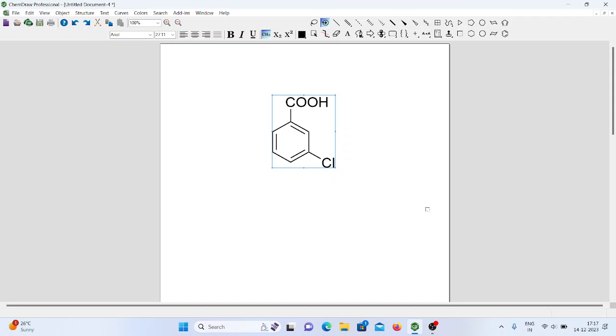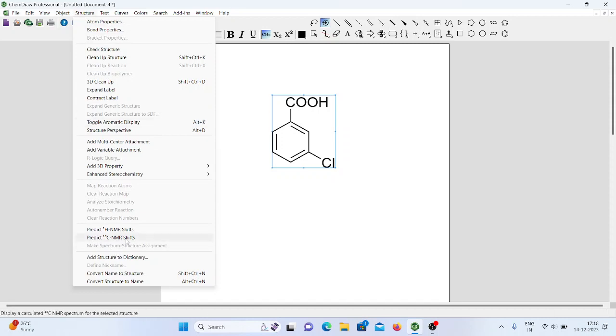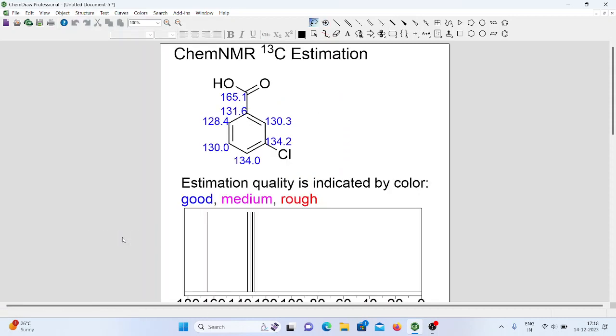If you observe this one, we have 6 carbons in the benzene ring. Are all 6 carbons chemically non-equivalent or not? Why? Because this one is connected to COOH, this one is connected to Cl, this is in between, this one is ortho, this one is meta. That's why all carbons are chemically non-equivalent. So all carbons will get different chemical shift values. So 6 carbons here and 1 is carboxylic carbon. So total 7 non-equivalent carbons are there. So you will get 7 different C13 NMR peaks. So select the structure, go to the structure option and activate predict C13 NMR shifts.